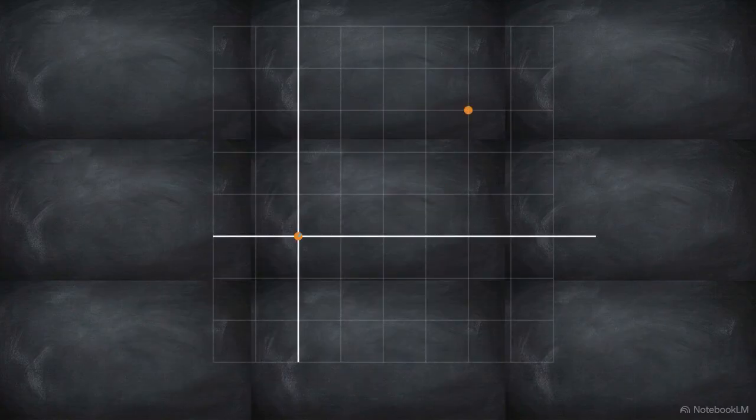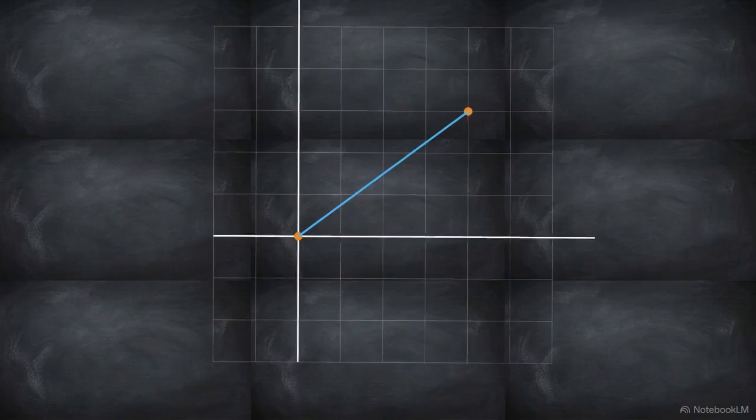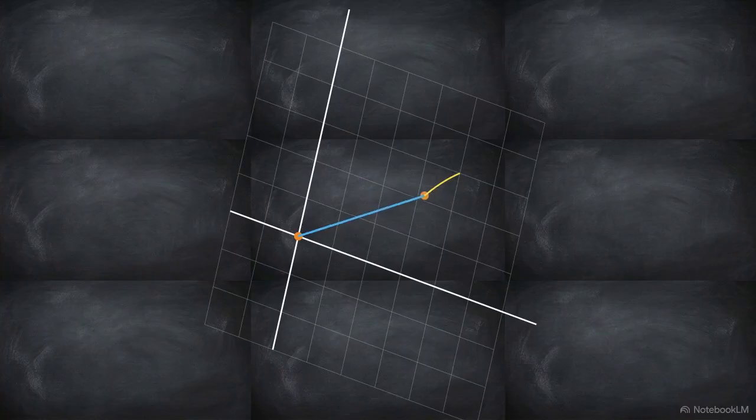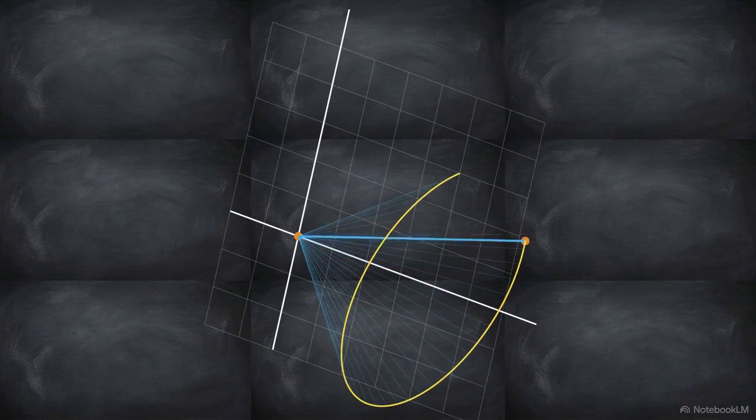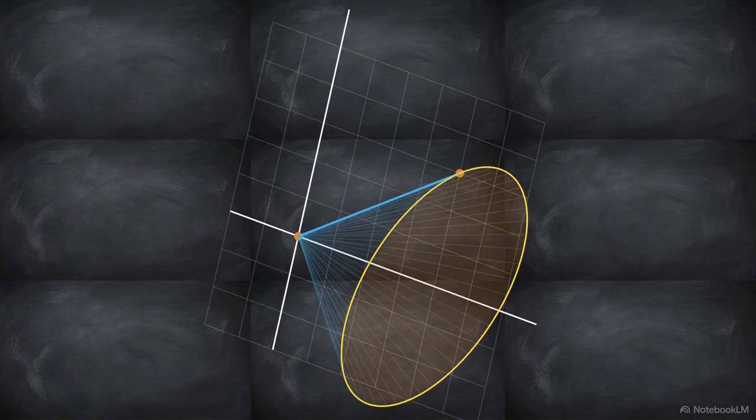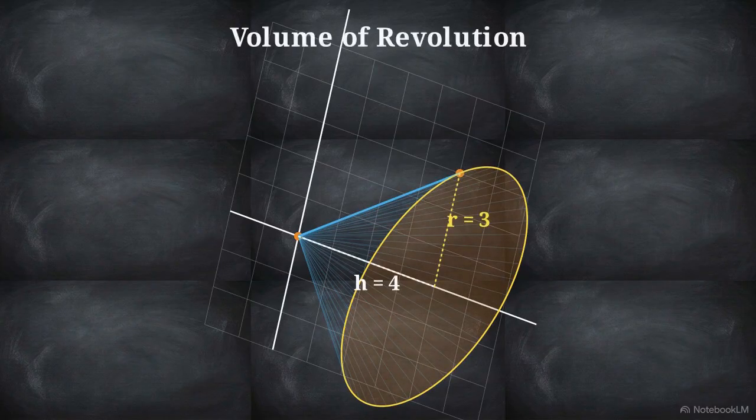We start with a single line segment anchored at the origin and extending to the point 4, 3. If we rotate this two-dimensional line a full 360 degrees around the x-axis, it sweeps through empty space, leaving a continuous trail that forms a solid three-dimensional cone. This is a volume of revolution.